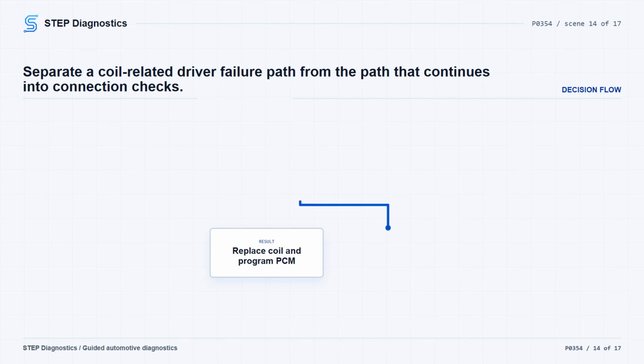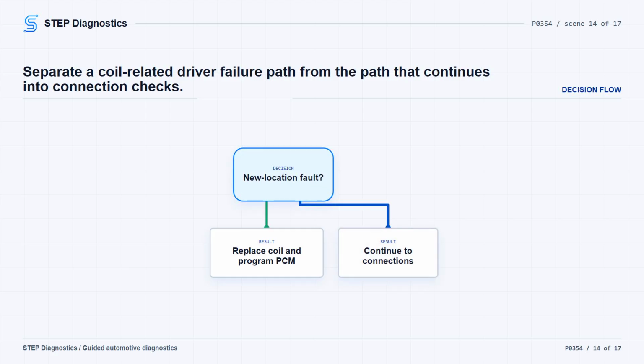Turn the ignition on. Erase DTCs, then start and run the engine for up to 1 minute. If the engine will not start, crank the engine 3 times for 10 seconds. Read the codes again. If a correlating fault sets for the new coil location, replace the ignition coil, replace and program the PCM, then verify the repair and confirm the code stays gone. If the fault does not follow to the new location, continue to connector and terminal checks.